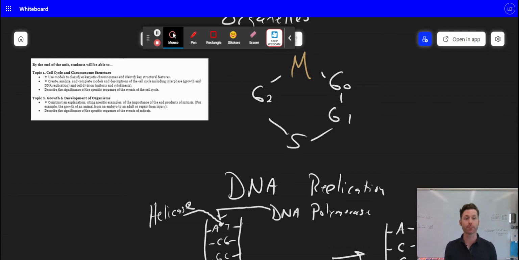And M phase is either mitosis or meiosis. For the sake of this unit, it's definitely mitosis, which is cell division. The white letters in this model are collectively known as interphase, and the orange letter is cell division.